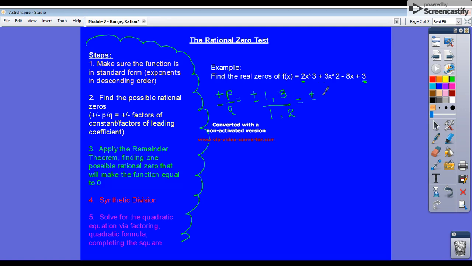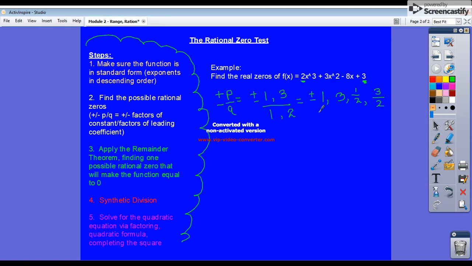So that would be positive and negative 1 over 1, which is 1. Positive and negative 3 over 1 is 3. Positive negative 1 over 2 is 1 half. And positive and negative 3 over 2, which is 3 halves. So these are my possible rational zeros.